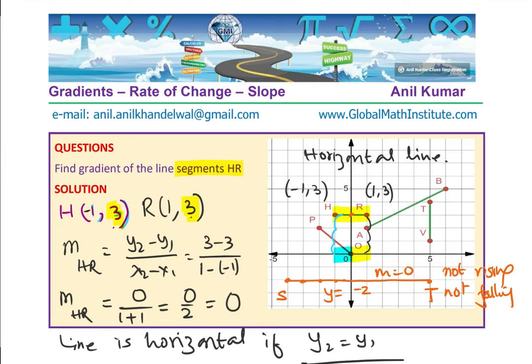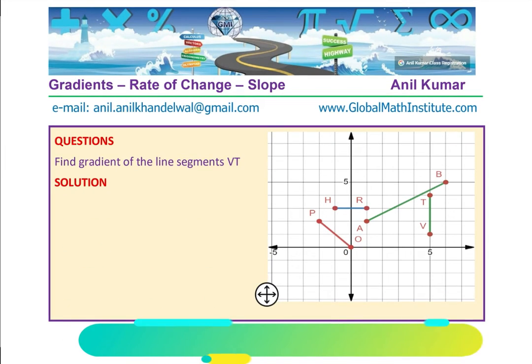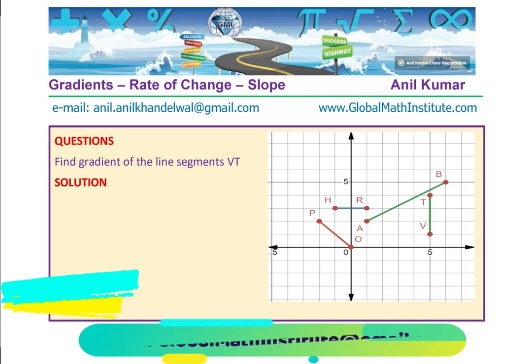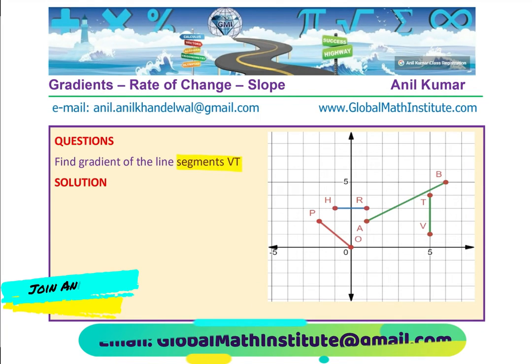Okay, let's move on and take up the last example. Now this time we are going to find the gradient of the segment VT. So let us identify where the segment VT is. Right there, right? At x value of 5. Okay, so at x value of 5, we notice that y values are different. For the same x value, we have different y values, right?